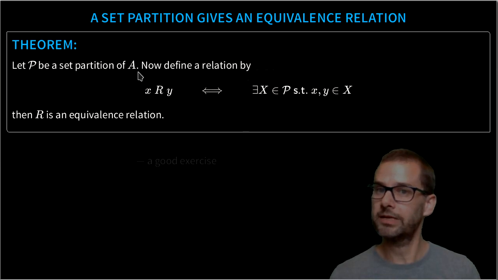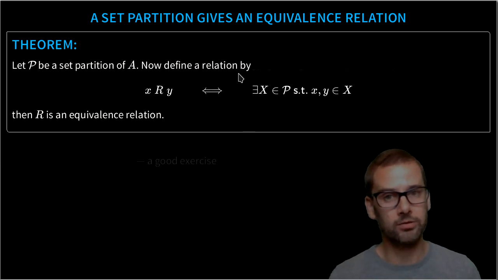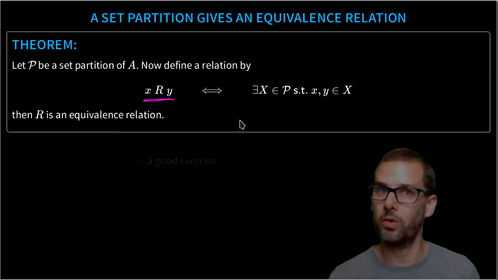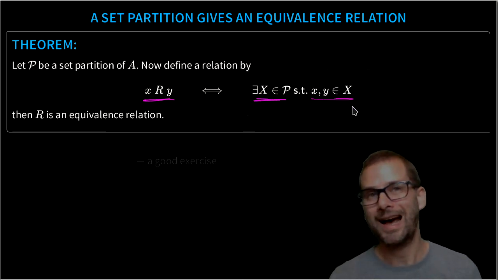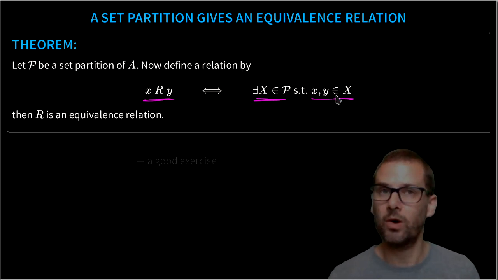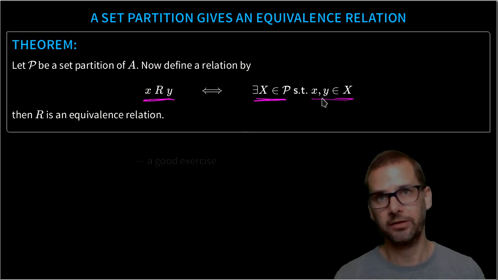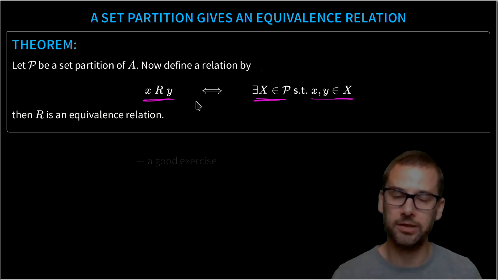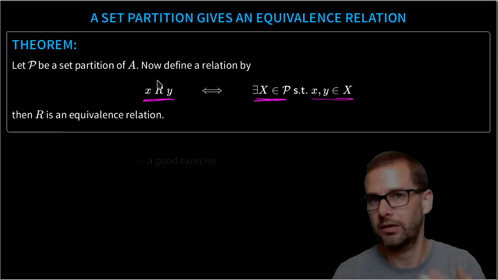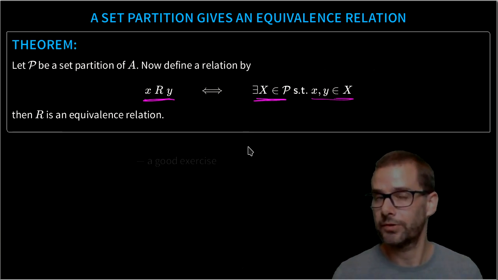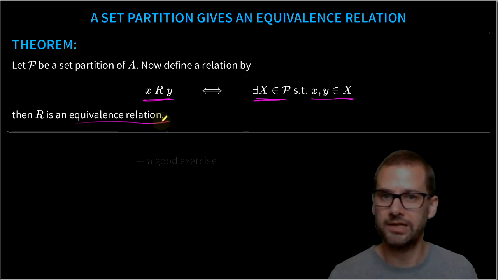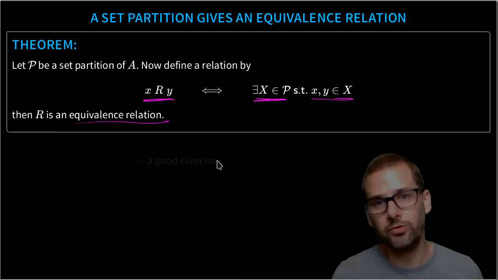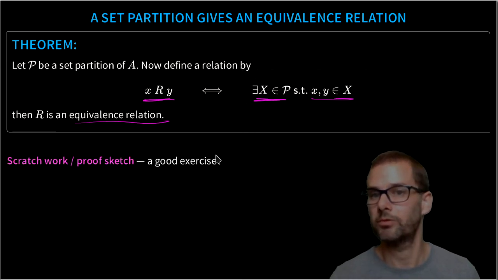So let P be a set partition of A. Then we define a new relation by saying that X is related to Y if there is a piece of our partition so that X and Y are in the same piece. So that is, X is related to Y if X and Y are in the same piece of the partition. And if we define a relation this way, it's a perfectly good relation. It's a subset of the Cartesian product. Then we can go further and show that this relation is in fact an equivalence relation. And I'm not going to do that here. In fact, it makes a very good exercise. Maybe we'll end up doing it in class.